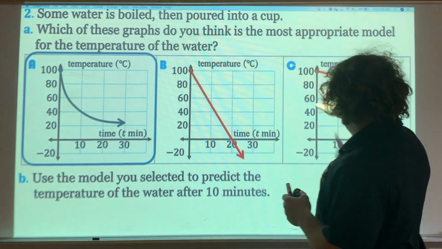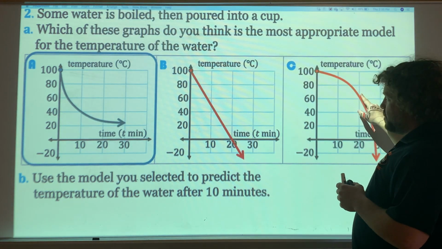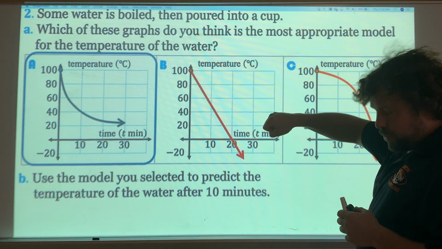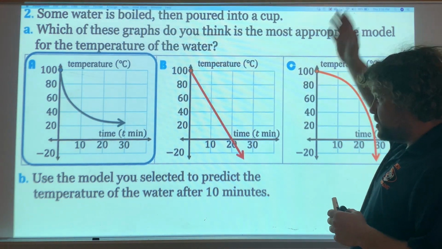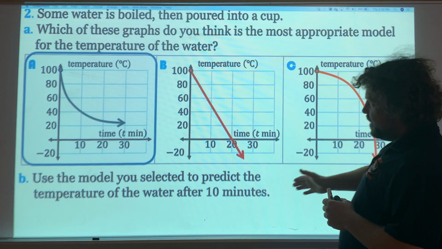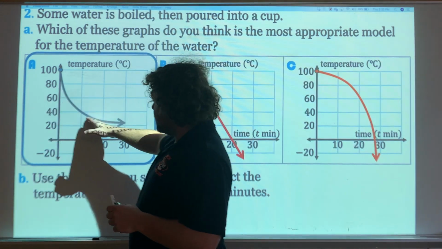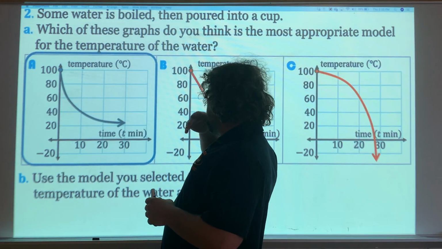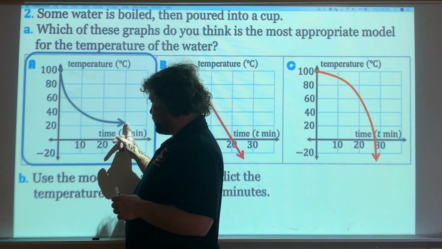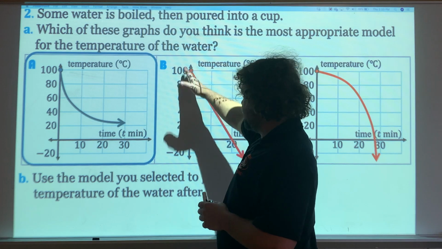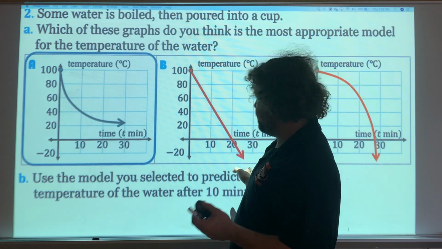It also doesn't get hot slowly. When you initially pour this boiling water into a cup, you're not heating it, you're not boiling it anymore. So the temperature drops really rapidly. And then after it drops rapidly, it stays at the same temperature for a while. Boiled water boils at 100 degrees. As soon as you stop boiling it, it drops down pretty quickly, and then it maintains temperature. It wouldn't go down straight like that, linear, no.